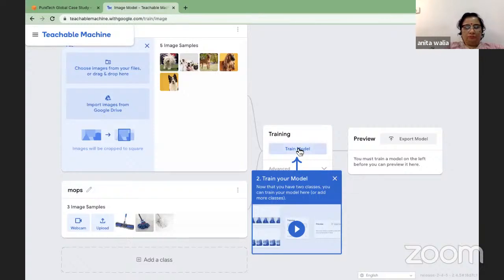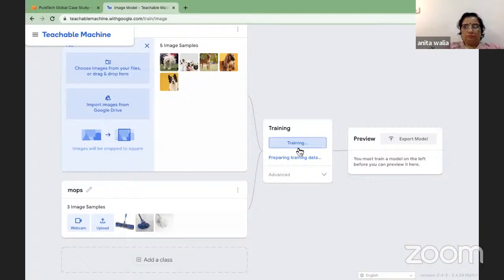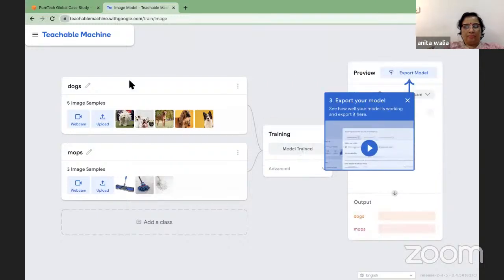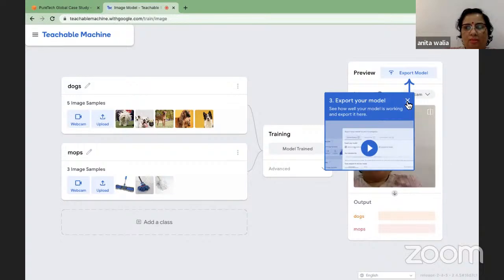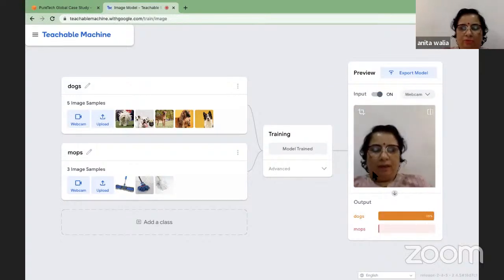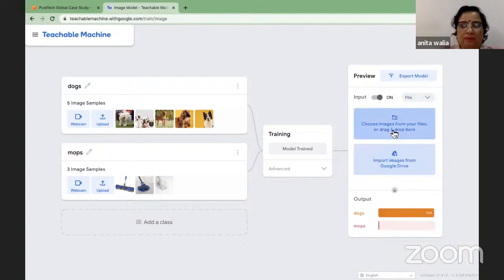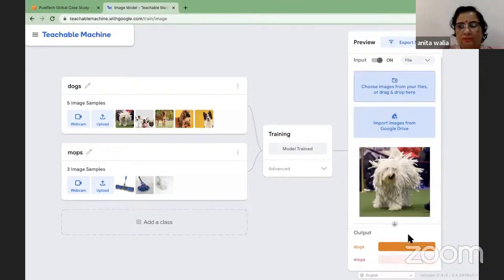I'm going to train the model. So see how fast it is. Okay. Now this is a webcam I'm using, and it's telling me that I am also a dog. And imagine there is no accuracy here. But if I use a file and take an image of a mob dog, see here, it's able to identify that it is 100%.